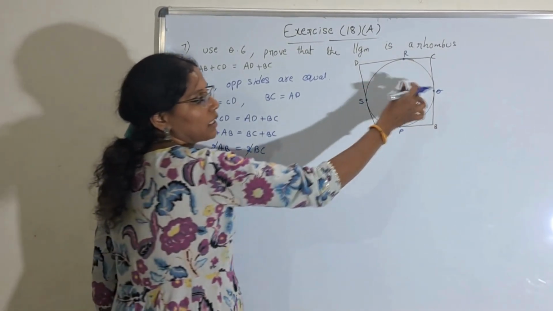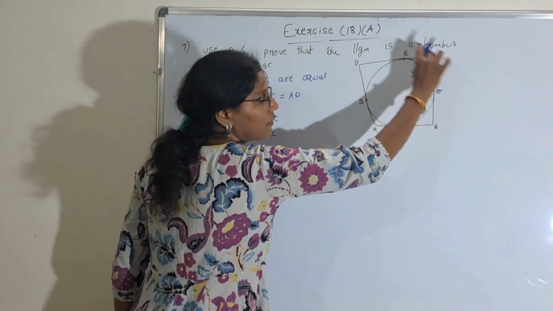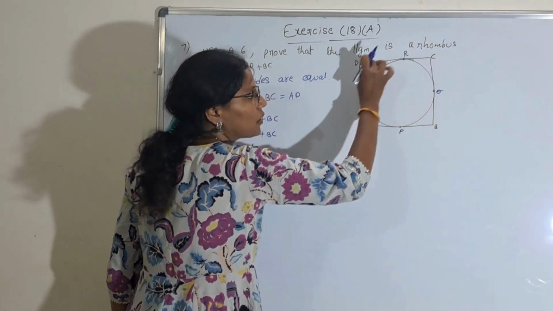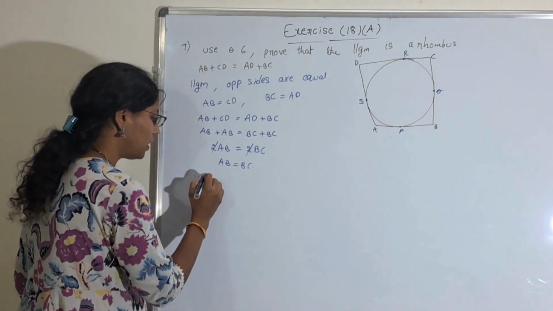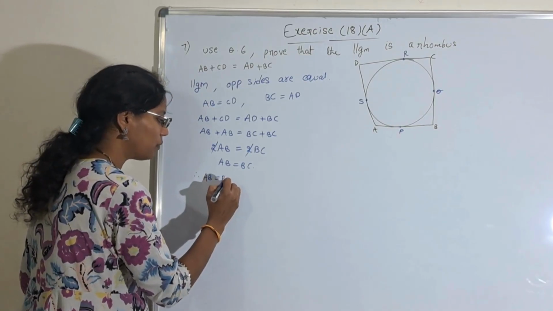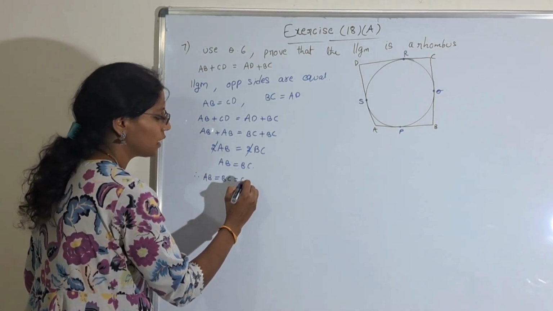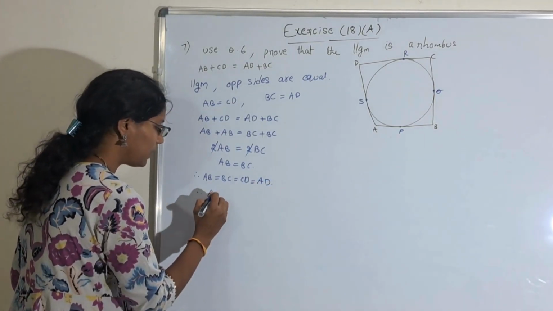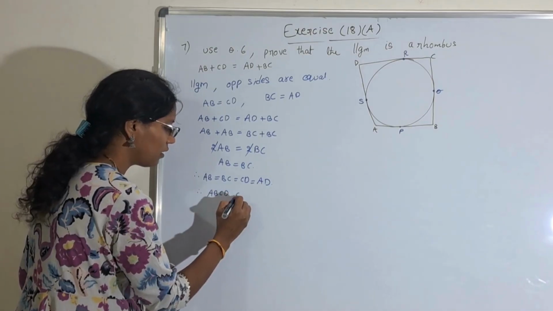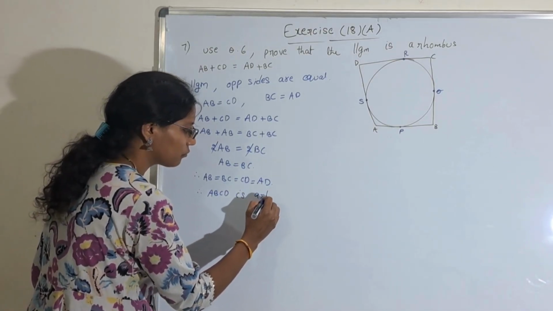In the same way, here also, this side we have to take, means BC is equal to CD, it will come. Next CD is equal to AD. Therefore, AB is equal to BC is equal to CD is equal to AD. Therefore, ABCD is a rhombus.